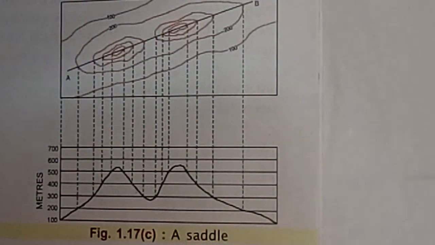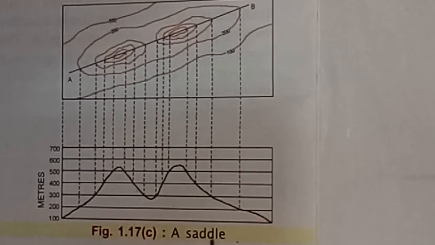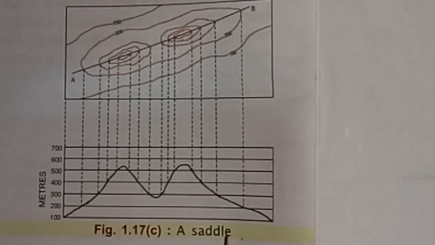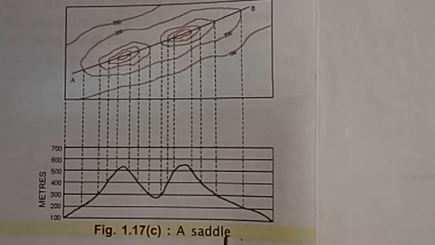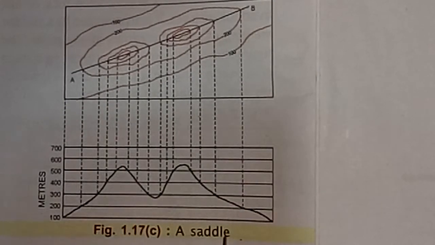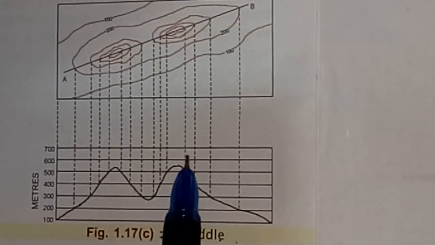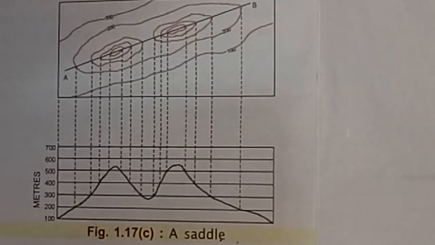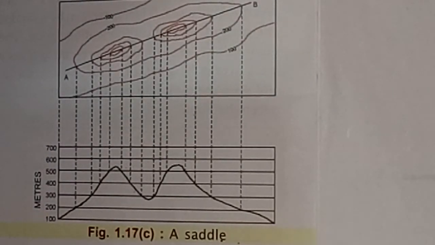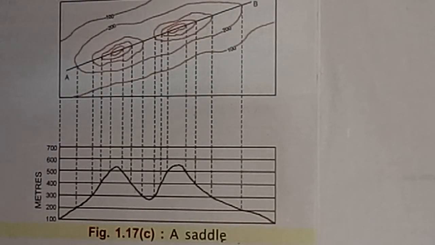Now you have to see our next diagram. It is about a saddle. What is a saddle? A saddle is a shallow depression between two peaks. Here the two peaks are there, and the shallow depression between them is called a saddle.